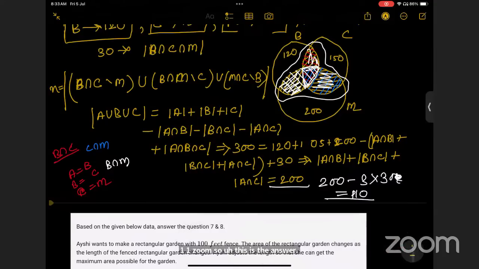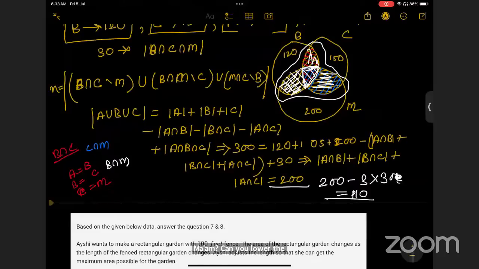Now you can ask if you have any doubt. Yeah, you can unmute yourself. Excuse me, ma'am. Yes. Ma'am, can you lower the slide? Let me take a screenshot. One by one, please.